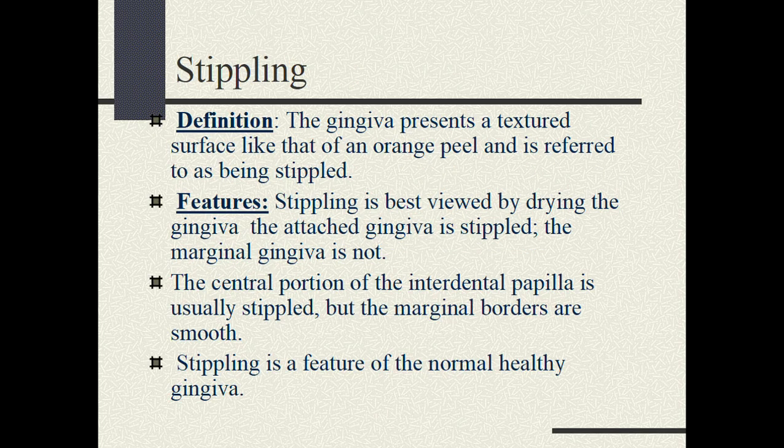Stippling: the gingiva presents a textured surface like that of an orange peel, referred to as stippled. The feature is best viewed by drying the gingiva. Attached gingiva is stippled and the marginal is not. The central portion of the interdental papilla is usually stippled but the marginal borders are smooth. Stippling is a feature of normal healthy gingiva.